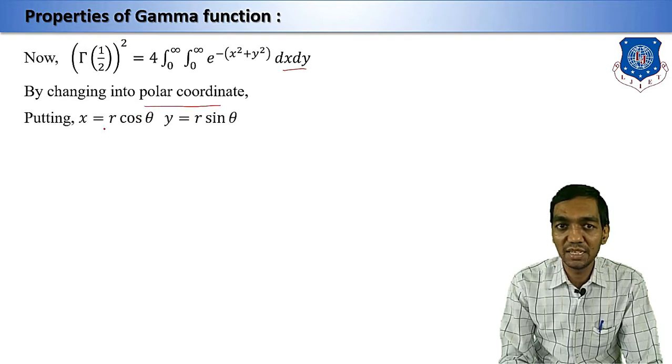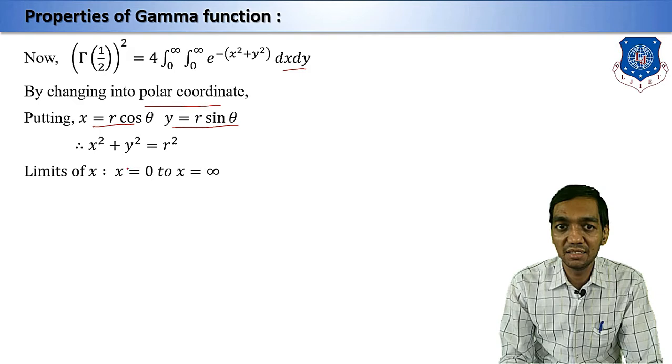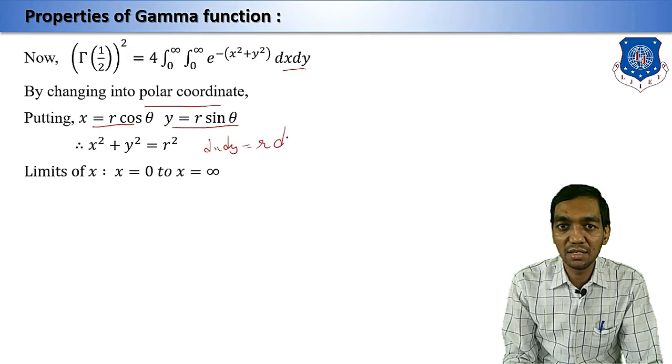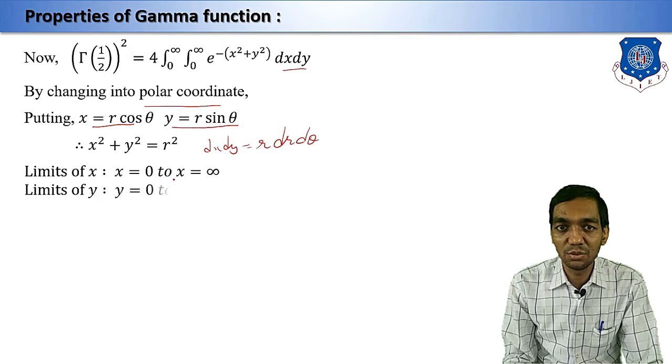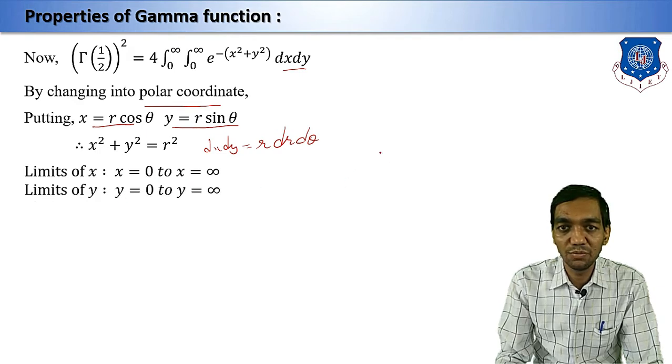That means we are going to put x = r cos θ, y = r sin θ, and that will give you dx dy = r dr dθ, and x² + y² = r². Now, the limit of x is 0 to infinity, and the limit of y is 0 to infinity.